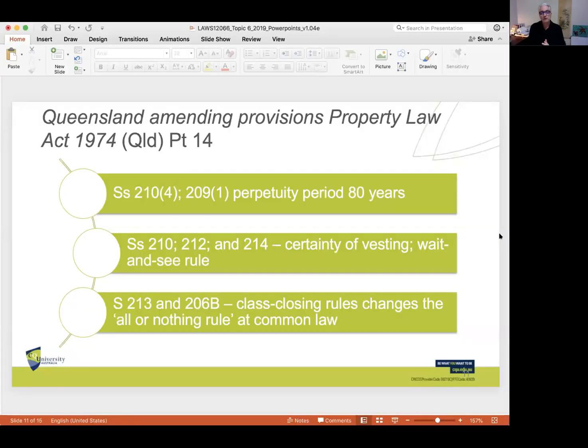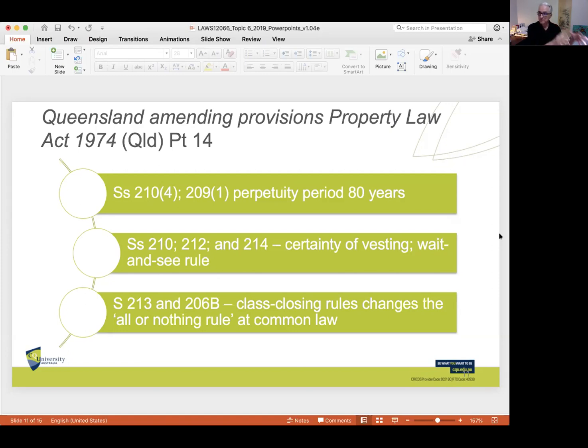Right, so we've got sections 210 and 209 dealing with the perpetuity period of 80 years in Queensland. Right? So that's under legislation. We've got sections 210, 212 and 214, which deal with certainty of vesting and, as we saw, the wait and see rule. And then we've got sections 213 and 206B dealing with class closing rules, which changes the all or nothing position at common law.